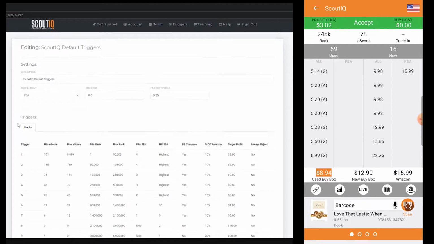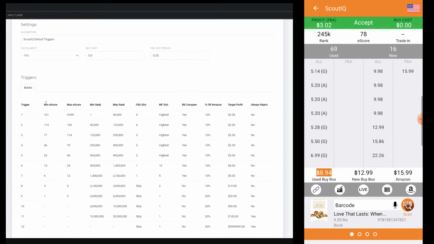So E-score of 78, let's look down here at the triggers, and you can see we have minimum E-score and maximum E-score. These are ranges that will set off a specific trigger. So for 78, it looks like it's going to be trigger 3. E-score is between 71 and 114.